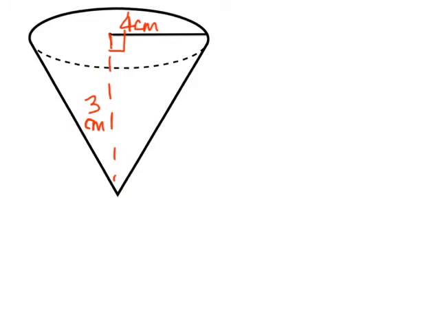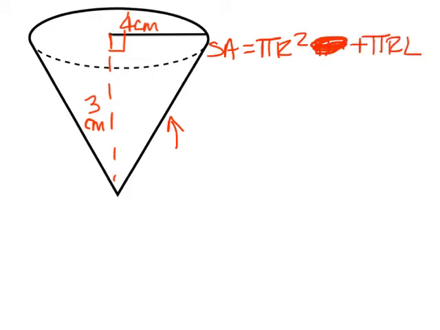Example number 3. In this case, the slant height here is missing. You're still going to use the same formula of surface area equals pi r squared plus pi rl. But you must solve for the slant height. Here's the radius, here is the height of the cone. You have to use the Pythagorean theorem to solve for that.